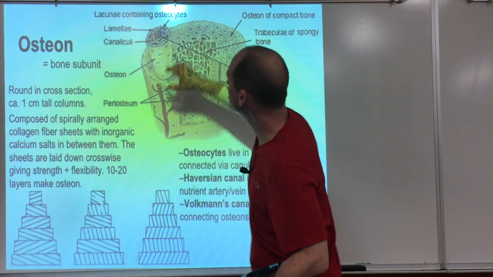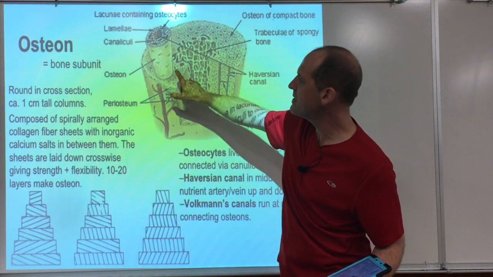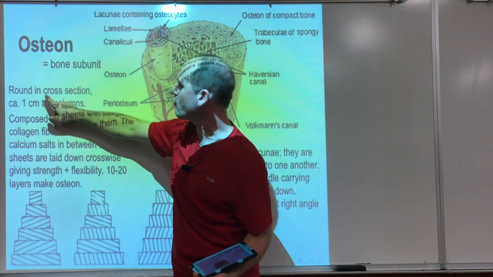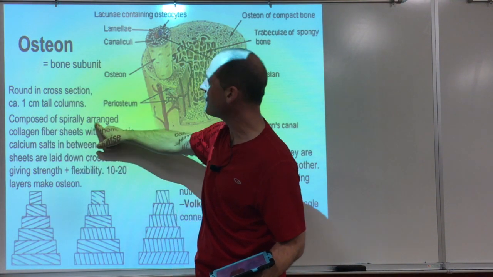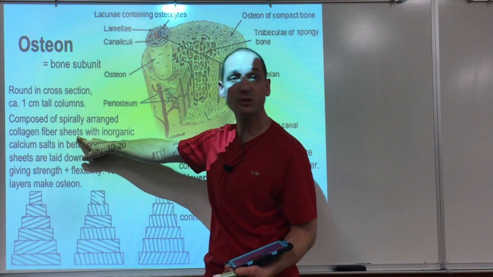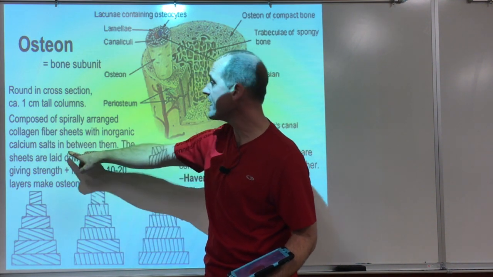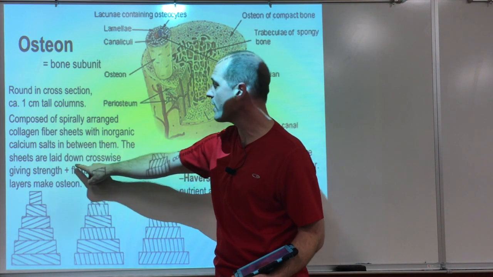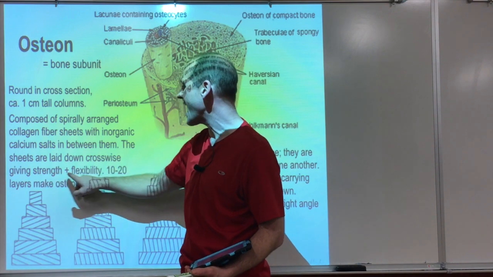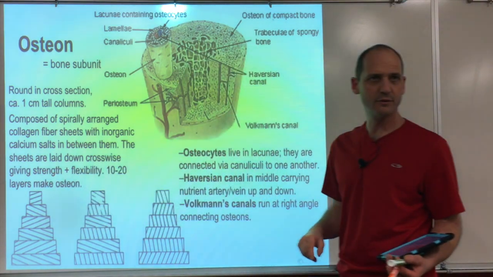An osteon is this little small thing that's about this big and tiny. It's a round cross section about 1 centimeter tall. It's composed of spirally arranged collagen fiber sheets, which I just described, in different directions, and then the inorganic salts between them. The sheets are laid crosswise, giving it strength and flexibility. And 10 to 20 of these layers make up an osteon.